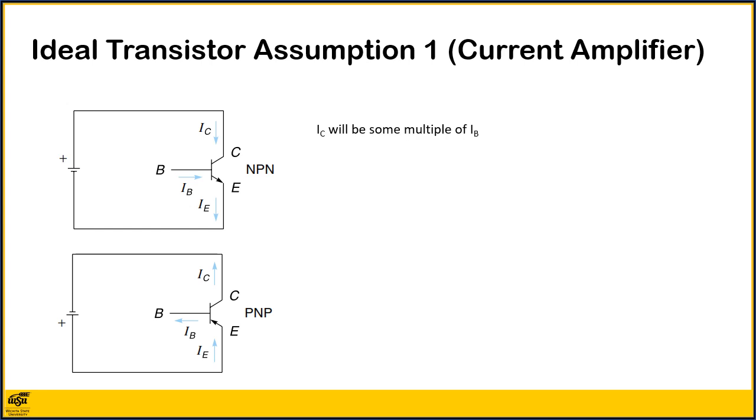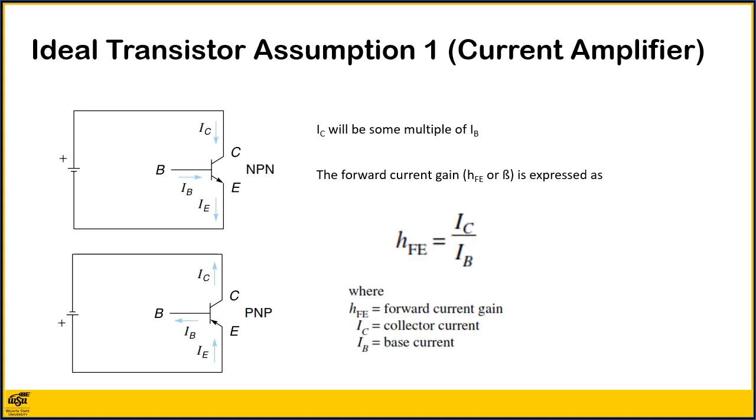Under the proper operating conditions, the collector current will be a multiple of the base current. In other words, the transistor is a current amplifier. The forward current gain, HFE, which varies according to transistor type, is expressed as HFE equals IC over IB, where HFE equals the forward current gain, IC is the collector current, and IB the base current.